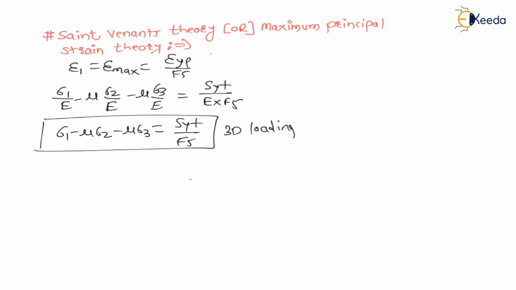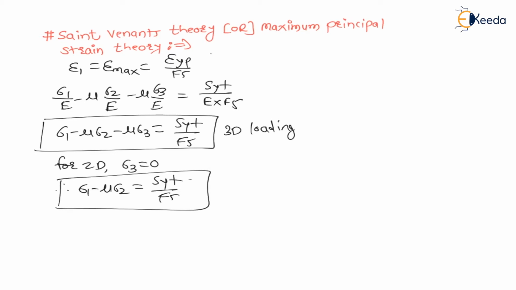If loading is 2D, two-dimensional, we have to consider one of the principal stresses equal to 0. That is, sigma 3 is equal to 0. Therefore, the theory becomes sigma 1 minus mu sigma 2 is equal to SYT divided by factor of safety. This is the theory for 2D loading.